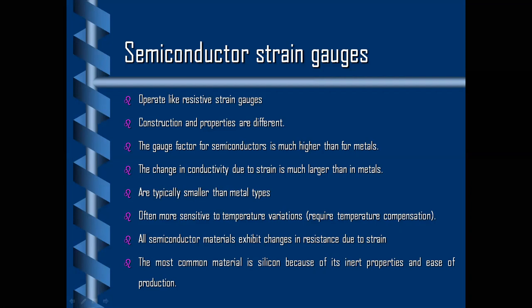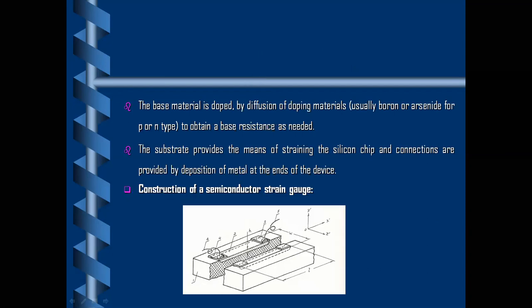Most commonly, the strain gauge material used is silicon. Why is this so? It has an inert property and is easy to produce. So it has the inert property and it is easy for production purposes. That's why silicon is the commonly used material to design a semiconductor strain gauge.